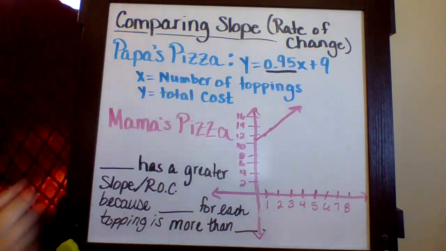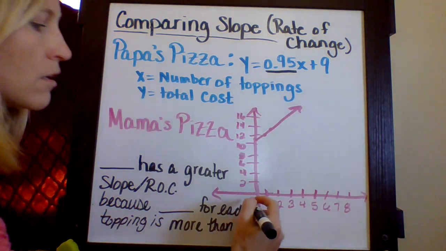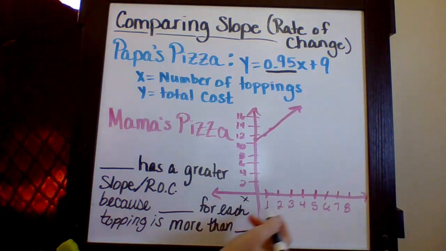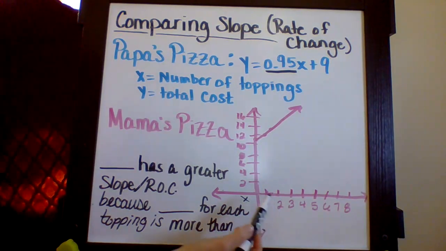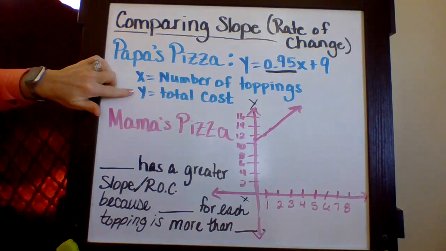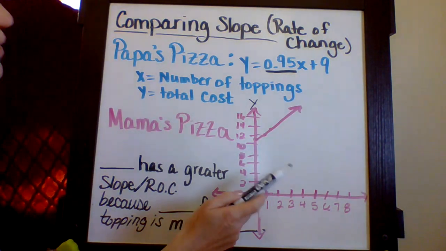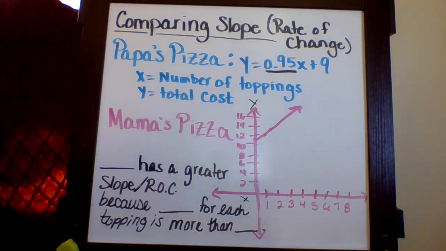That's our base fee. And if we look down here at Mama's Pizza, my x and y are going to represent the same thing. So remember, your x values go horizontal, side to side. So these numbers represent my number of toppings. And my y values go vertical, that's going to represent my total cost. So one thing to keep in mind is if you notice, I have everything plotted in quadrant 1. Quadrant 2, 3, and 4 would all have a negative value in them.